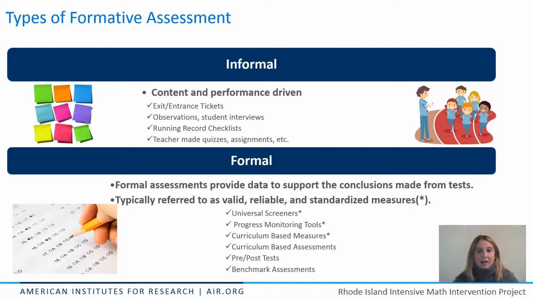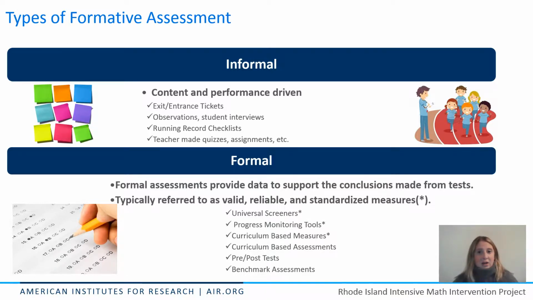These formal and informal formative assessments are generally brief measures of direct student performance. Informal assessments are content and performance driven, whereas formal assessments have data that support the conclusions made from the test, including evidence of reliability and validity, and measures of bias and distortion. They're also typically standardized in scoring and administration.